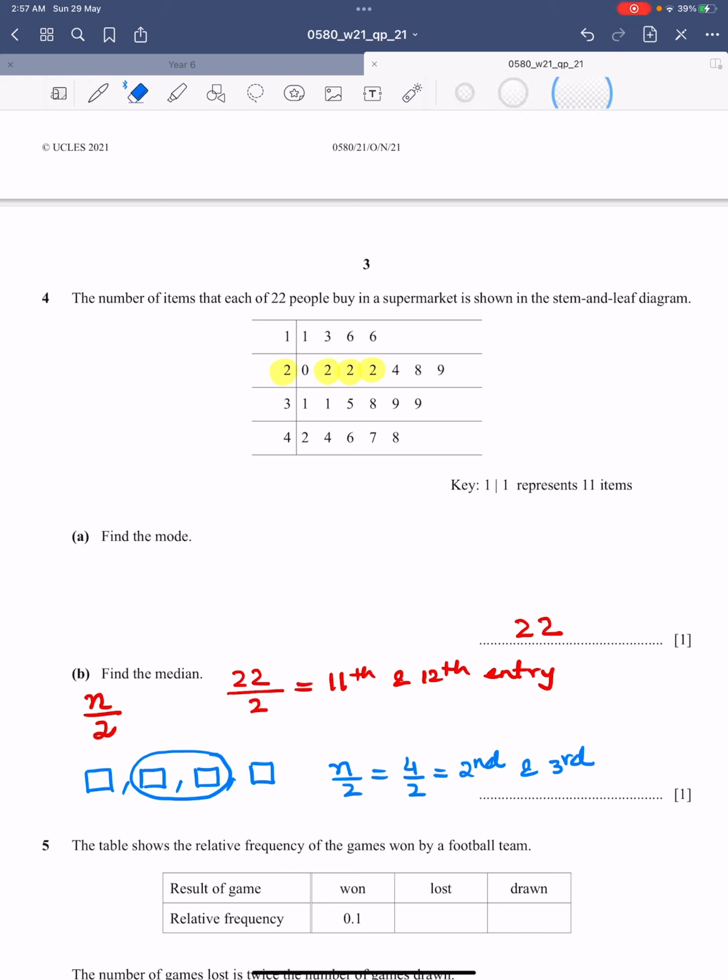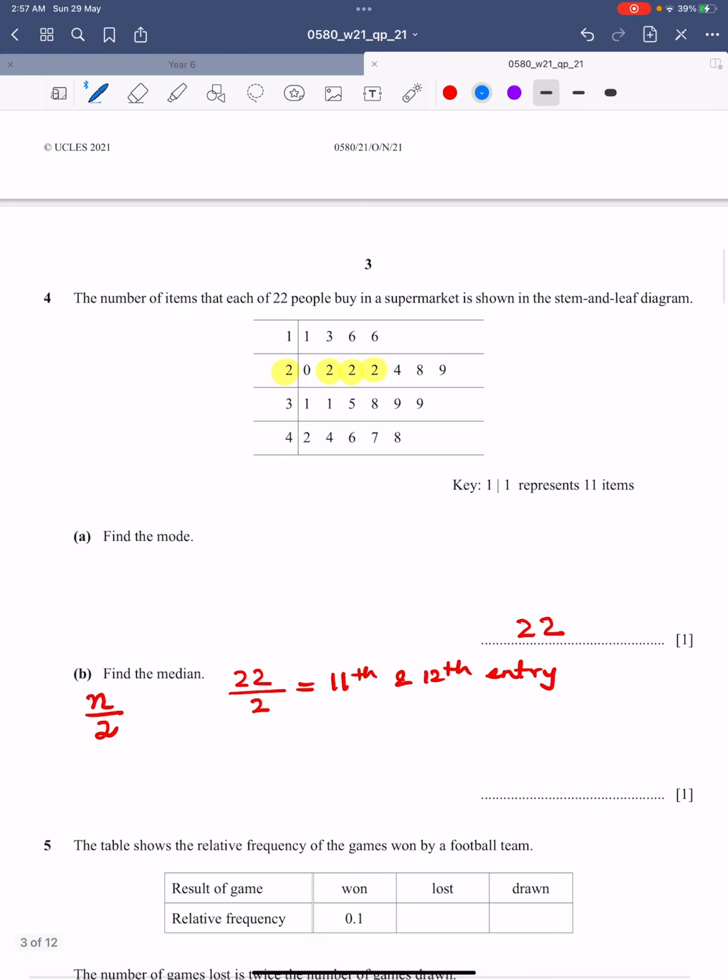Coming back to our question, we have the 11th and the 12th entry. So let's count 1, 2, 3, 4, 5, 6, 7, 8, 9, 10, 11 and 12. So the 11th entry is 29 and the 12th entry is 31. So 29 plus 31 divided by 2, and the answer is 30. So our median is 30.